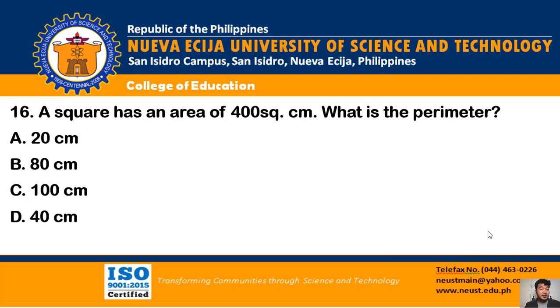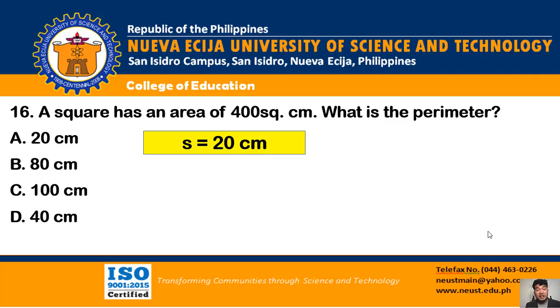Number 16. A square has an area of 400 square centimeters. What is the perimeter? Given the area of the square, we know that for us to get the area of the square, we simply square the side. So for us to get the side of the square, we simply get the square root of the area. And the square root of 400 is 20. So the side is equal to 20.